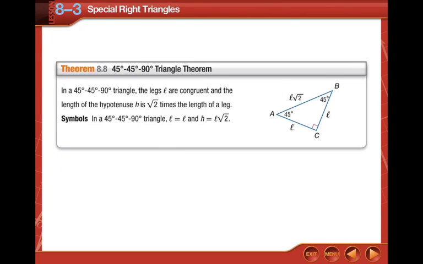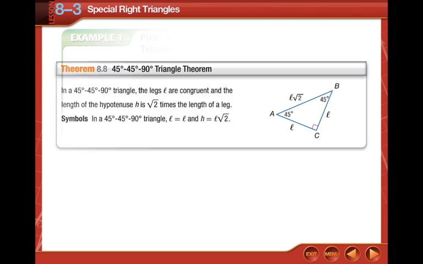So, the first thing we're going to look at today: there are two types of special right triangles. One is the 45-45-90 triangle. So the 45-45-90 triangle theorem says that in a 45-45-90 triangle, the legs L are congruent and the length of the hypotenuse H is square root of 2 times the length of a leg. So in this triangle, L is equal to L and H is equal to L times the square root of 2, or L square root 2.